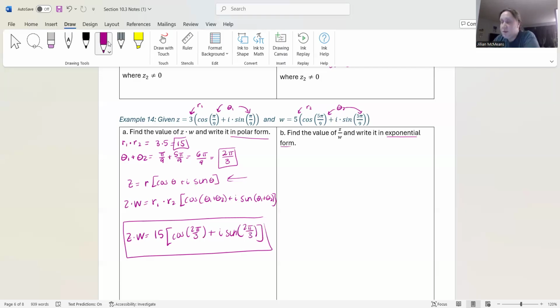Now, for z divided by w, we need to divide. Okay, so we're going to take r1 divided by r2. Well, r1 we know is 3. R2 is 5, and that's all she wrote. It's not going to get any better than that. So then we want to take theta 1 and subtract theta 2. Okay, with division, you want to divide your r's and subtract your thetas. Okay, so we're going to get pi over 9 minus 5 pi over 9. That's going to give me negative 4 pi over 9.